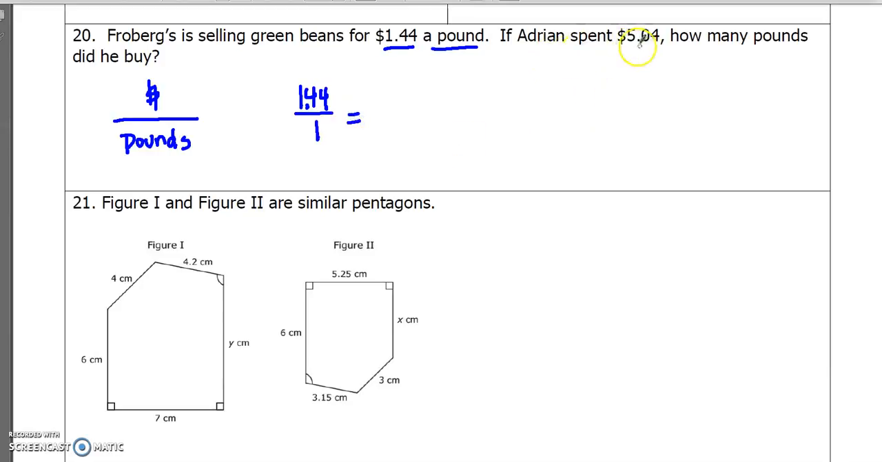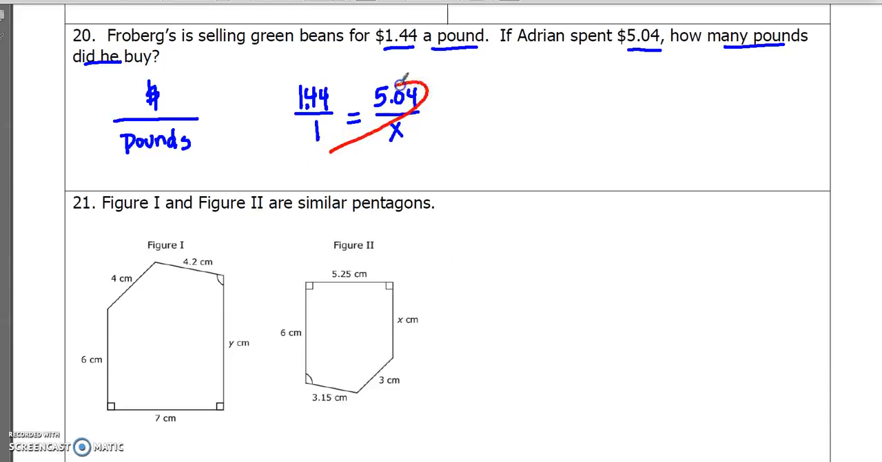It says if Adrian spent $5.04, how many pounds did he buy? So the $5.04 is money, so that means it's going to go in the numerator. And the number of pounds he bought, that's what we're looking for. So now we are going to solve.